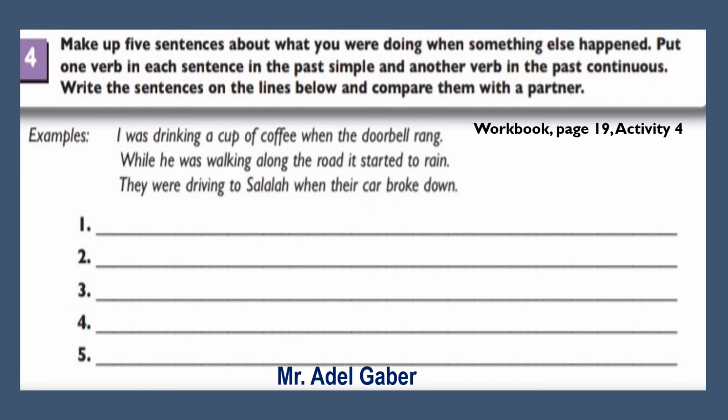Look at your workbook page 19, activity 4. Make up 5 sentences about what you were doing when something else happened. Put one verb in each sentence in the past simple and another verb in the past continuous. Write the sentences on the lines. I will do sentences 1 and 2 for you.